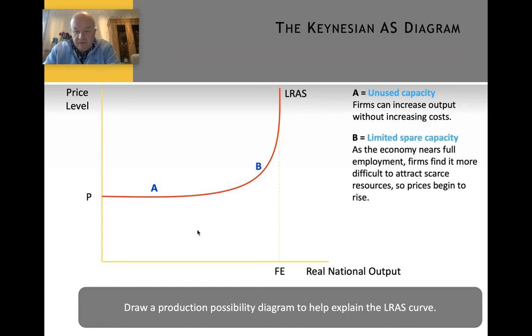If we actually then move up the curve to B, you can see that in this instance there is still some limited spare capacity, and the economy is getting somewhere near full employment. As a result of that, firms will find it more difficult to attract scarce resources, and so there will be a bit of a price level increase. That could be down to an increase in wages, or also the fact that because resources are becoming more scarce, it costs you more to buy those resources, whatever they may be.